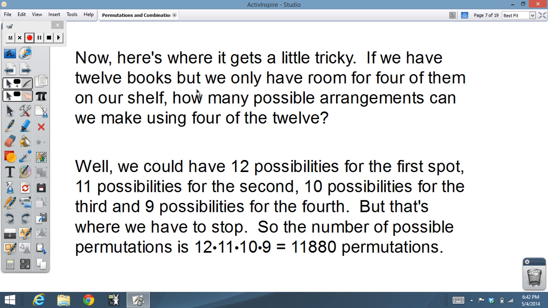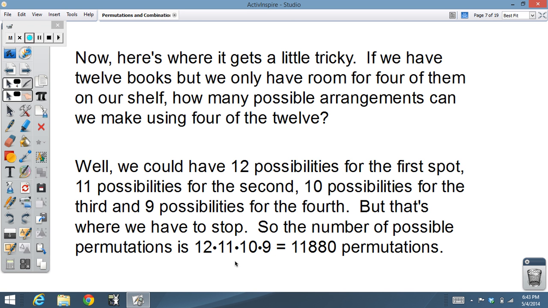Now, here's where it gets a little tricky. If we have 12 books, but we're only going to put 4 of them on the shelf, how many possible arrangements can we make using 4 of these 12? Well, we could have 12 possibilities for the first spot, 11 for the second, 10 for the third, and 9 possibilities for the fourth. But that's where we have to stop.